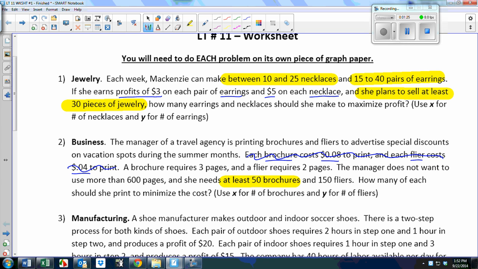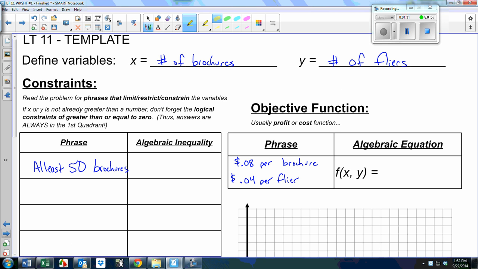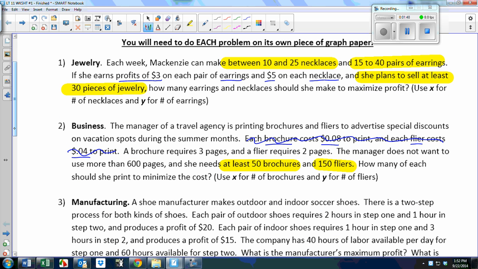I think there was another at least phrase. At least 150 flyers. That's a separate phrase. At least 150 flyers. And if memory serves me, there's only one more. There it is. No more than 600 pages.